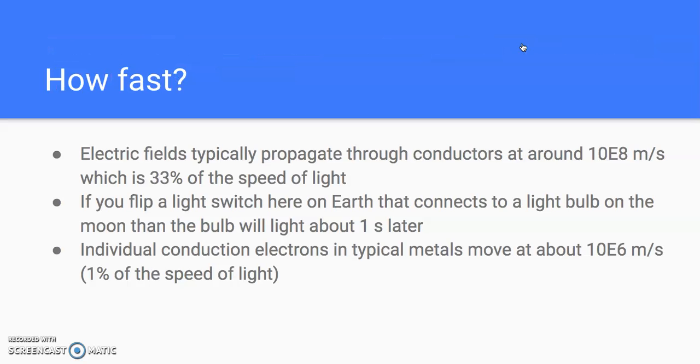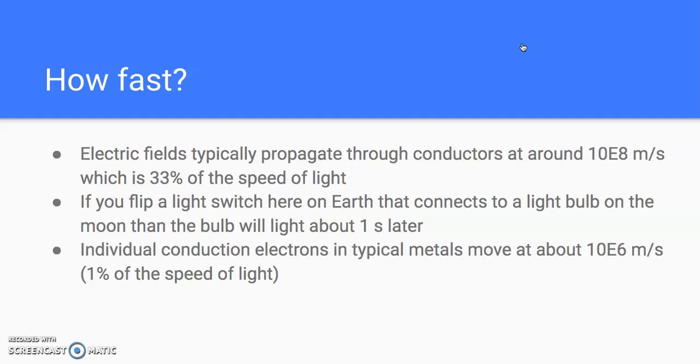So now the question is, how fast is this current traveling? We know that electric fields typically propagate through conductors at around 10 to the 8th meters per second, or 1.0 times 10 to the 8th meters per second, which is 33% of the speed of light, or a third of the speed of light. So still incredibly fast. It would beat almost anything in a race, I presume.